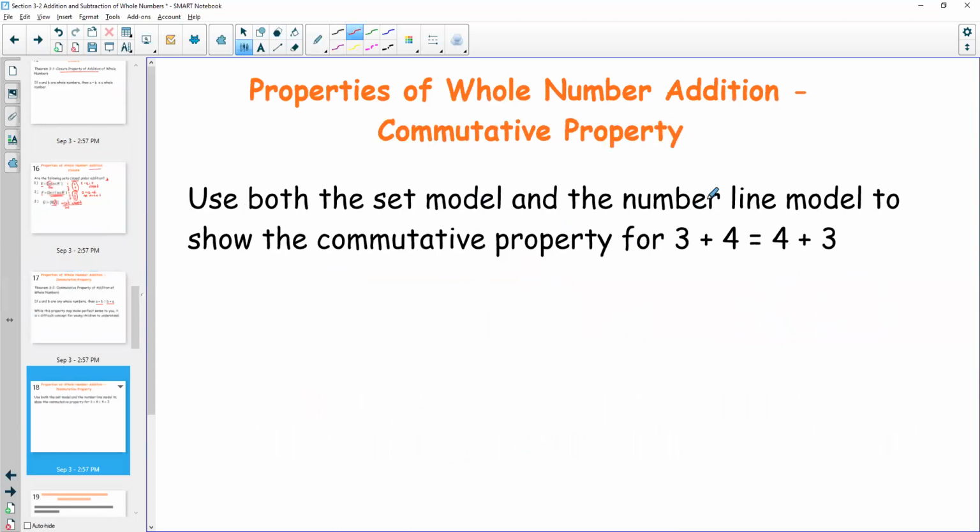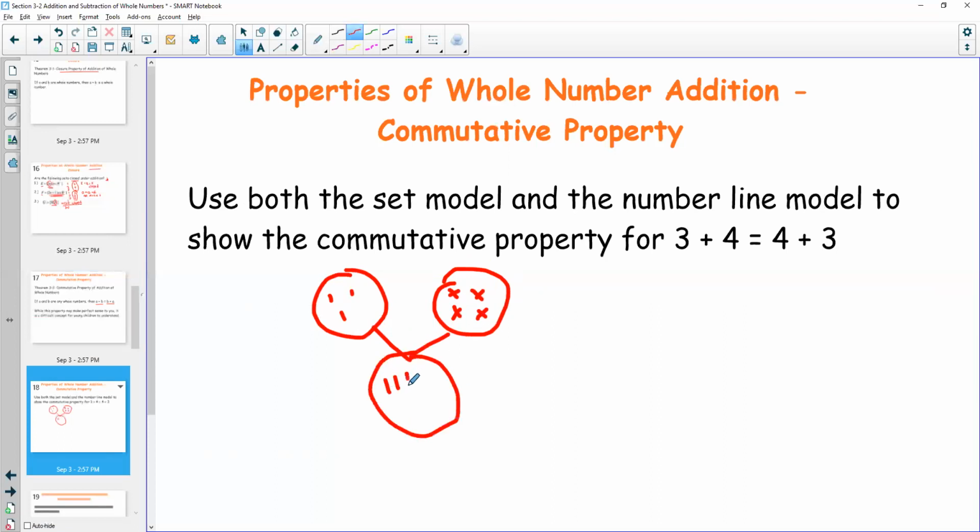We can use both the set model and the number line model to show the commutative property. So if I have a set, this set can have 1, 2, 3 things in it. This set can have 4 things in it. And they don't have to be the same things. I don't want them to overlap. When I have these 3 things or these 4 things, I make 7 things, right? 3 plus 4 is 7. 4 plus 3 is 7.